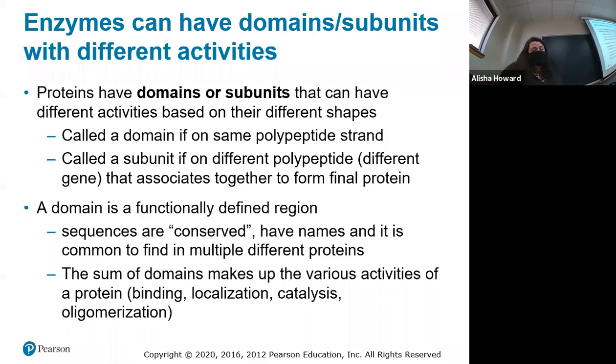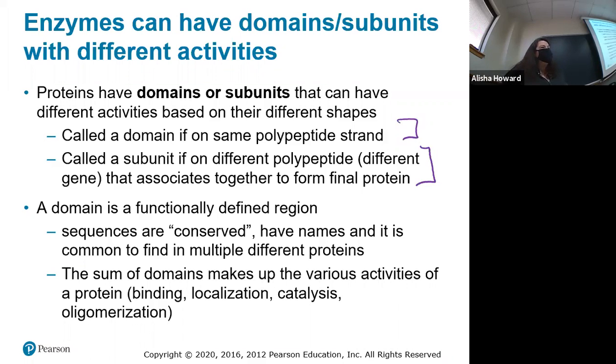So in general, not just for polymerase, but the in general slide: proteins have domains or subunits. They can be a different polypeptide strand that associates with each other. And those domains or subunits will have different activities based on their different shapes, because they're coded differently from different genes. So they have different amino acids, they fold differently. And it's called a domain if it's on the same polypeptide strand. It's called a subunit if it's on a different polypeptide strand, but together they're both the final protein.